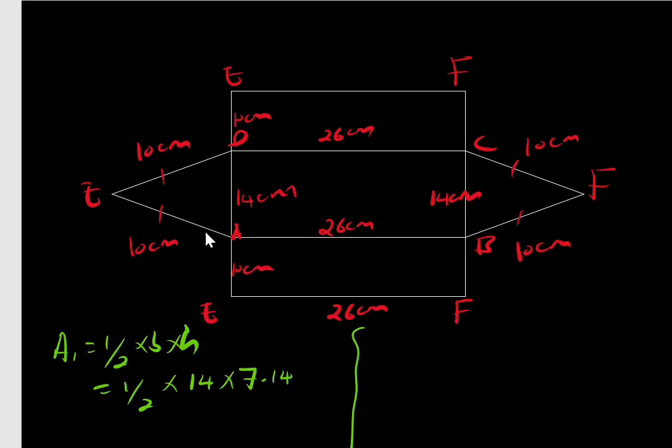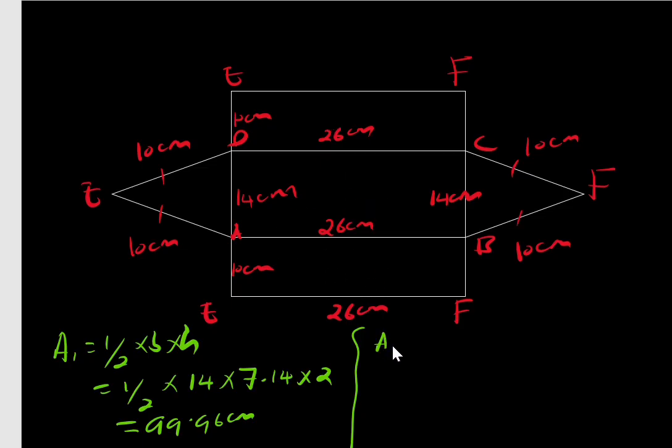7.14. Because we have 2, we're not going to repeat, so we're going to multiply times 2 because we have 2 triangles. So it will be 14 multiplied by 7.14, and we get 99.96 centimeters. So that is the area of the 2 triangles. Now the next step is to get the area of the rectangles.